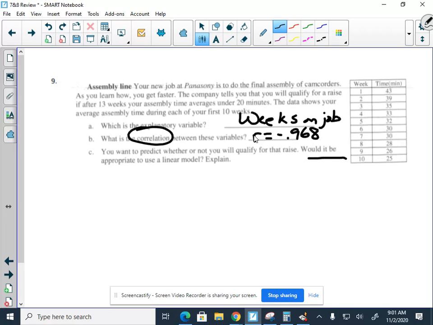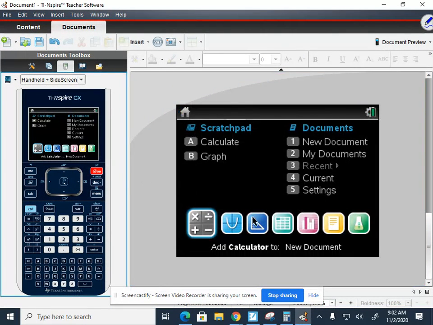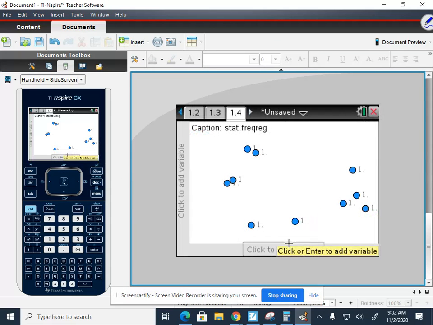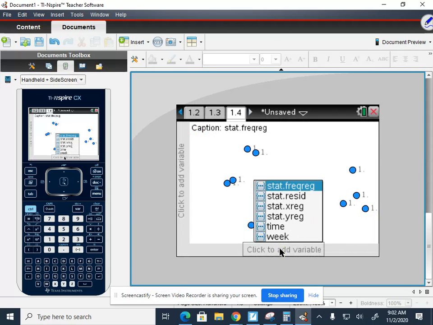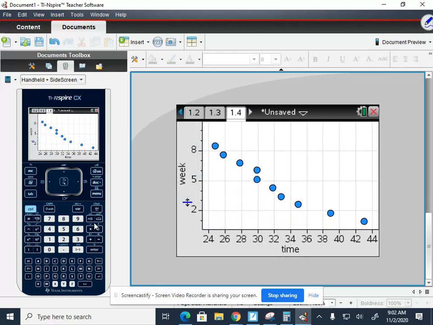Now, we've already talked about this before, but anytime you're asked, is a line appropriate, you have to check the residual plot. So, we're going to add the data and statistics page, put the time here, and the weeks here. And you have to get the line on there. Now, I don't know about you, but I can see a slight curve. So I'm gonna guess that the residuals will be curvy.